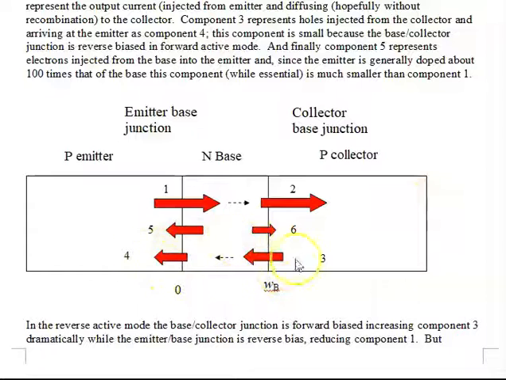In reverse active, components 3 and 4 become important. In forward active, they are very small. Why are they very small? Because of the doping differential. This is light and this is moderate. So we have a very small excess charge distribution at this junction compared to component 6.